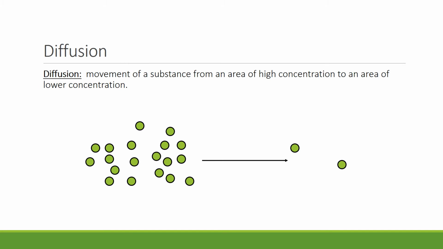In order to understand the plasma membrane and how it works, there are certain basic processes that you need to understand. One of those is the process of diffusion. Diffusion means the movement of a substance from an area of high concentration to an area of lower concentration. You can see this illustrated in the diagram below.